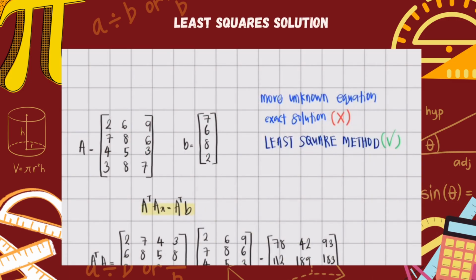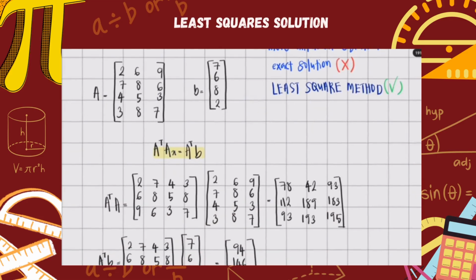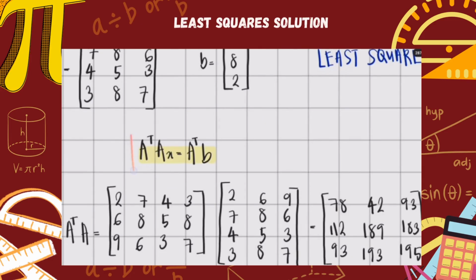Hello everyone, in this part, I will show you how to use the least square method. We are given the matrix A and also the vector B. As you can see, the system has more equations than unknowns. An exact solution does not exist. Therefore, we will apply the least square method using the normal equation, which is this formula.